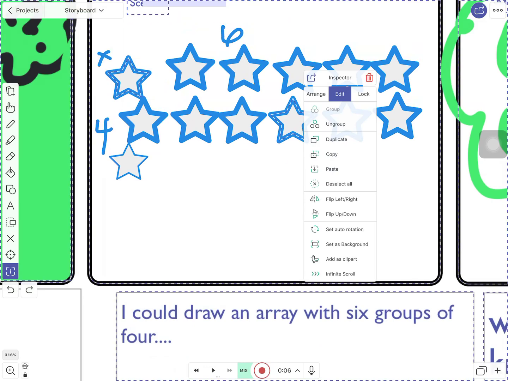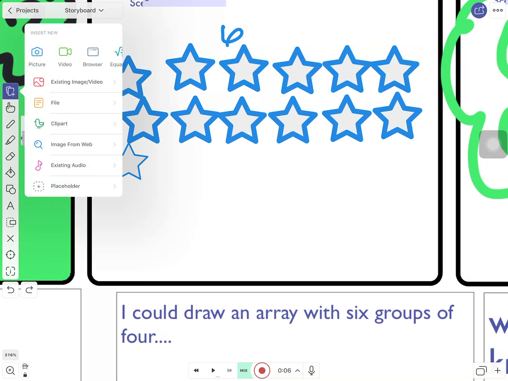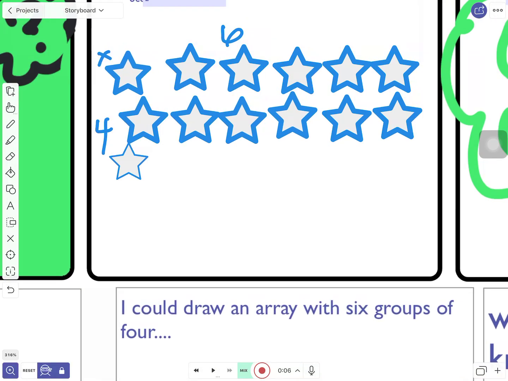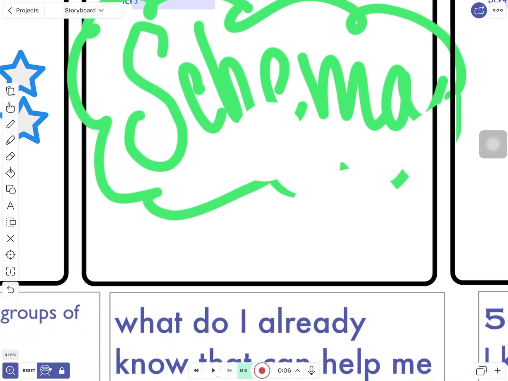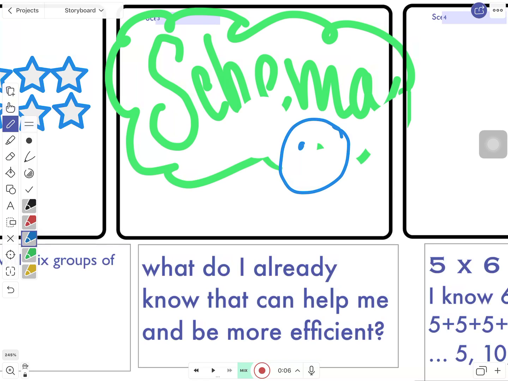So possibly instead of drawing out the entire array of 4 times 6 and then counting them all back up, could there be a more efficient way? Well, there could. Think about what you already know that can help you. Think about your schema. What do I already know? What facts do I know? I got it. Light bulb.